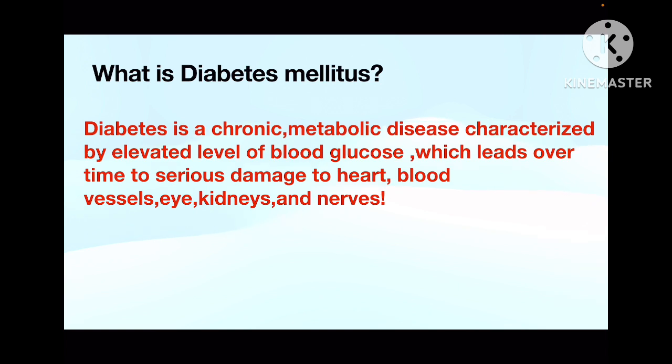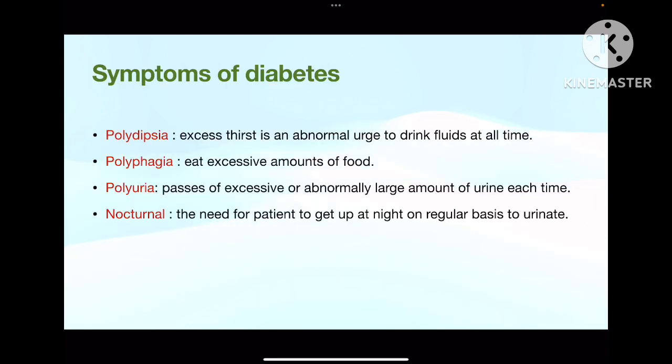In this slide, I'm going to discuss the common symptoms of diabetes. These symptoms we also call osmotic symptoms. One is polydipsia, polyphagia, polyuria, and nocturia. Polydipsia is excessive thirst, an abnormal urge to drink fluid at all times. It means when your patient explains that he or she has excessive thirst and wants to drink more water, we can consider that as polydipsia.